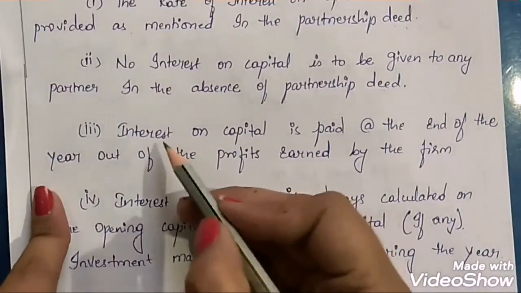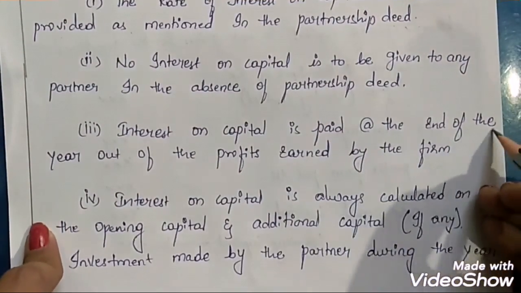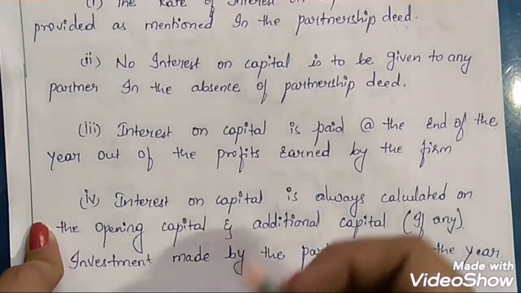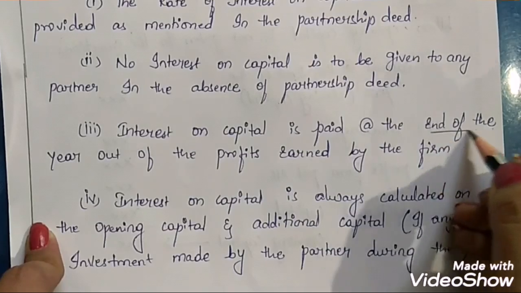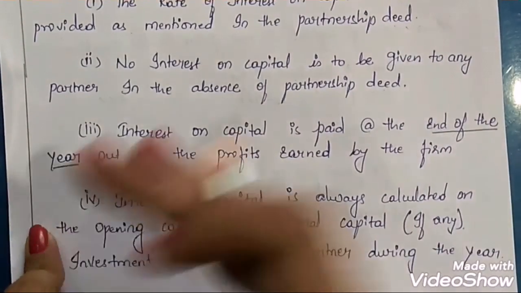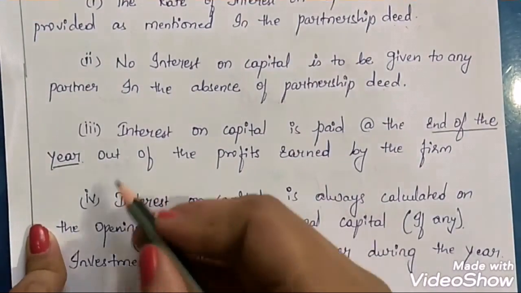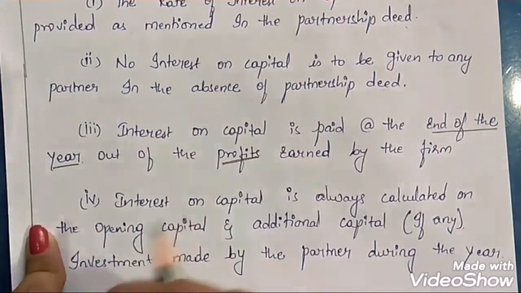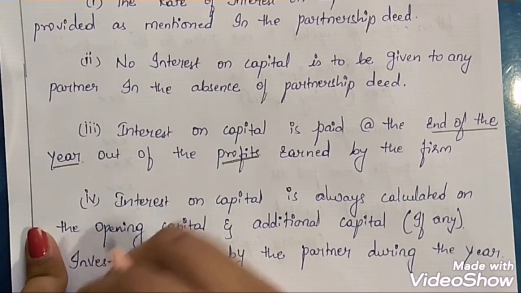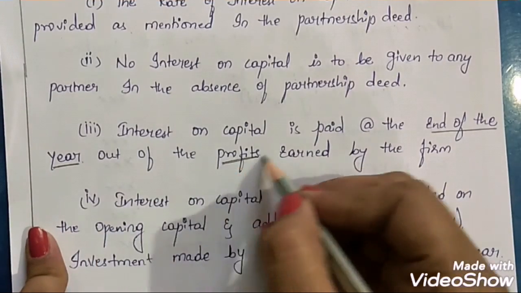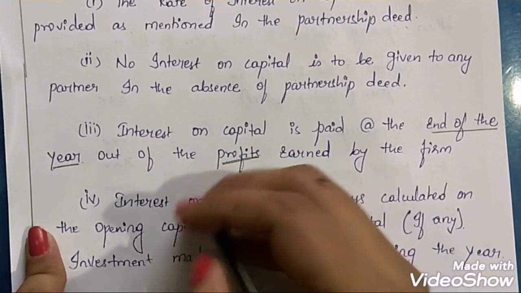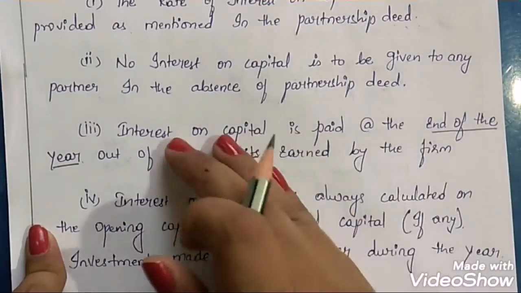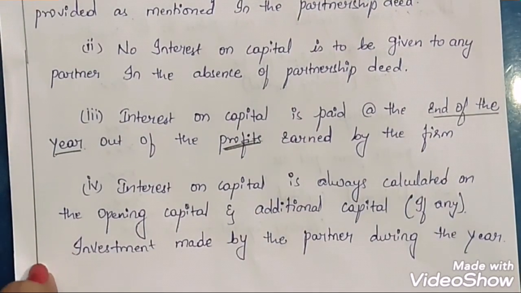Okay, next, interest on capital is paid at the end of the year out of the profits earned by the firm. Now there are 2 points in this. Interest on capital is always paid at the end of the year. Okay, not in the middle of the year, right? And it is paid out of the profits that are earned by the firm. See, at the end we will calculate our net profits, right? So the interest will be paid out of these profits itself. Okay, any extra or other amount will not be paid. Out of these profits, the interest on capital will be paid to the partners.